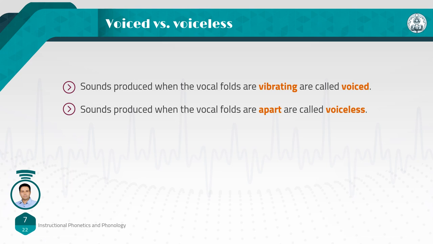As I said, if you touch your neck just in front of your throat, you can tell that we have vibration for V, but we don't have vibration for F. So here, because we have vibration, it is called voiced, and because we don't have vibration for F, it is called voiceless. Now you can differentiate voiced and voiceless sounds, for example, in fat and vat, thigh and thy, sue and zoo. For all of these pairs, the second word contains a voiced sound, and the first word contains a voiceless sound.